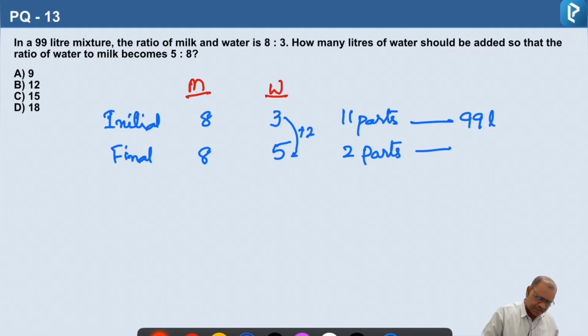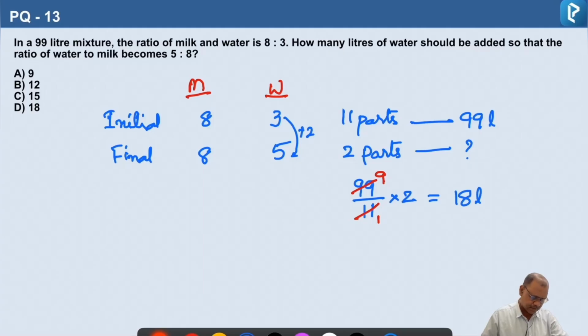So 2 parts is equivalent to how many liters? So let us simplify. 99 divided by 11 into 2. So that is 11 ones, 11 nines. 9 into 2 is 18 liters. So that means 18 liters of water is added to make the ratio of water and milk as 5:8. So 18 liters, option D is the right answer.